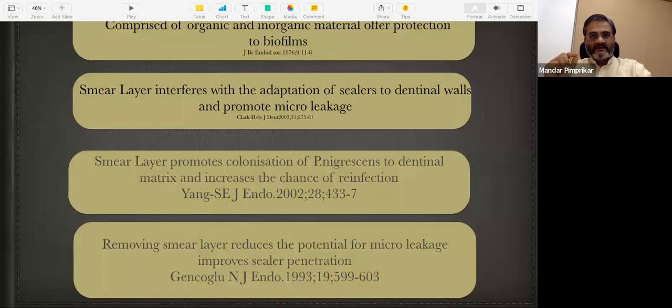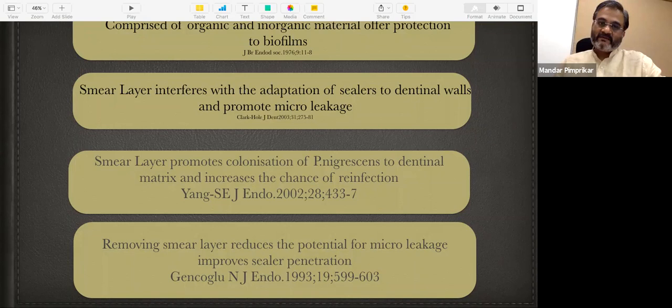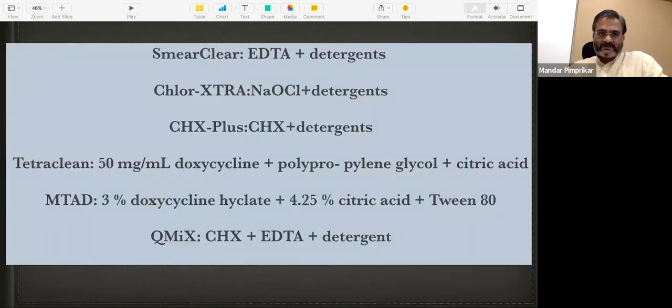The tooth doesn't come with a smear layer to us. It is you and me who generate the smear layer by introducing our endodontic files, whether in reciprocation or in rotation. Some of the studies, with micro CT images, tell us that we tend to push a lot of smear layer or accumulated hard tissue debris into those areas. Now, as we were talking about irrigants, there are different combinations available commercially. You have SmearClear, that is EDTA plus detergent. You have ChlorXtra, you have Chlorhexidine Plus, you have Tetraclean, you have MTAD, you have QMix.